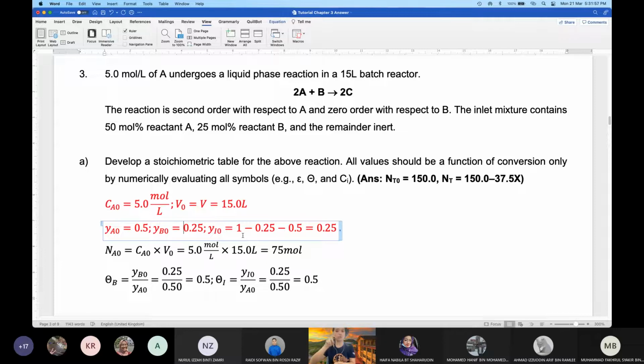Total percentage 100% is 1. 1 minus 0.5 minus 0.25, you get 0.25. Okay, so done. You already know the fraction juga. Initially fraction ni pun dah tahu. Okay, so let us go to the question.